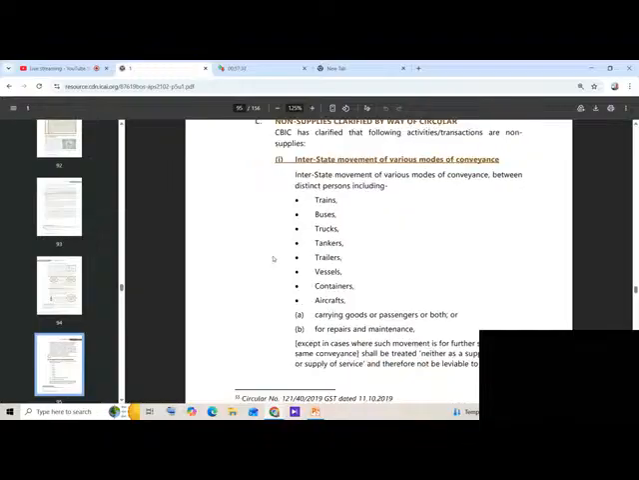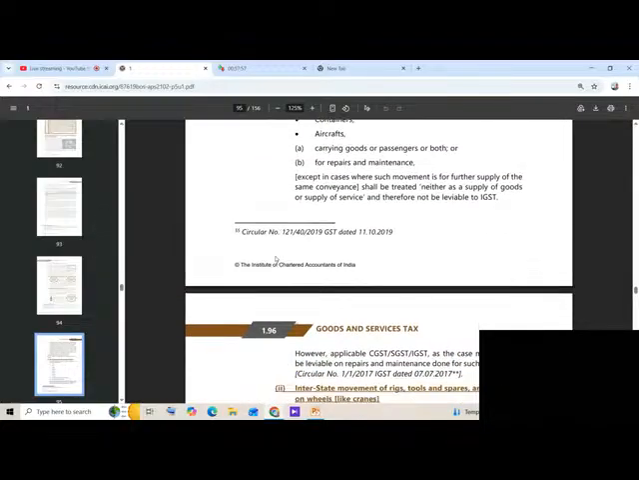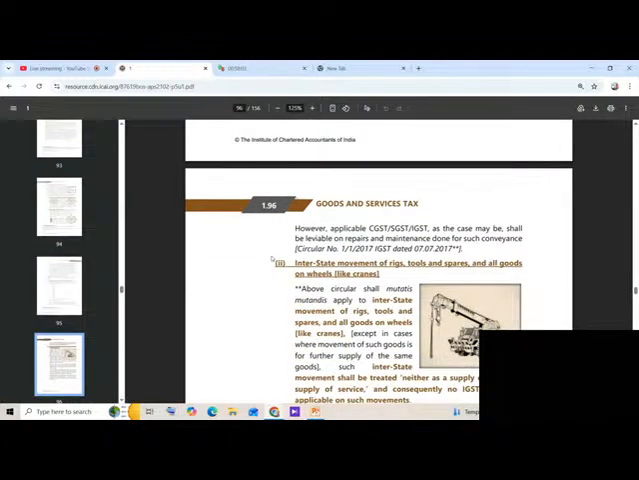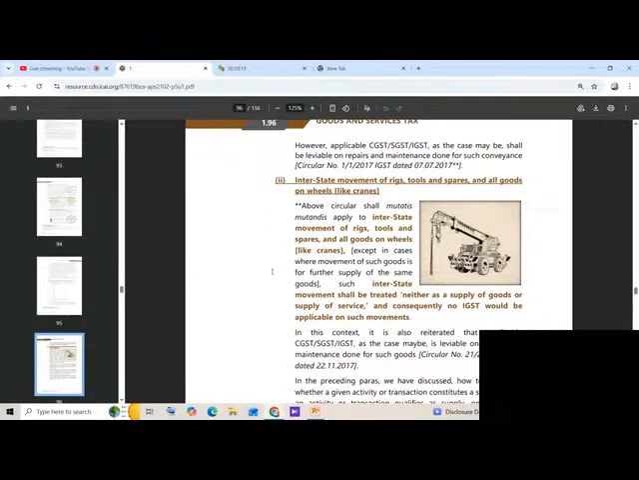Non-supply is clarified by way of circular. Interstate movement of various modes of conveyance. Interstate movement of various modes of conveyance between distinct persons, including trains, buses, trucks, tankers, trailers, vessels, containers, aircrafts, carrying goods or passengers or both, for repair and maintenance, except in cases where such movement is for further supply of the same conveyance, shall be treated neither as supply of goods nor as supply of services, therefore not leviable to IGST. However, applicable CGST or SGST as the case may be shall be leviable on repairs and maintenance done for such conveyance.